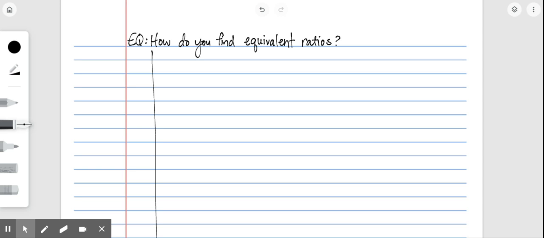All right, beautiful people. So today we're talking about how do you find equivalent ratios. Yesterday we talked about what a ratio was and how to write a ratio.